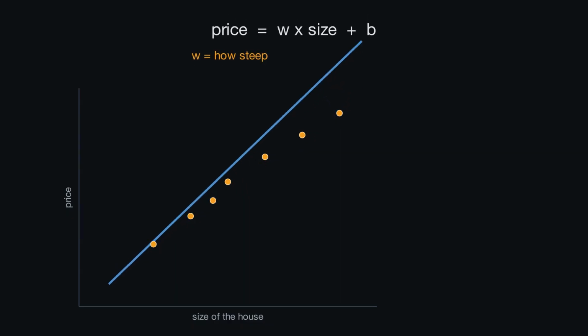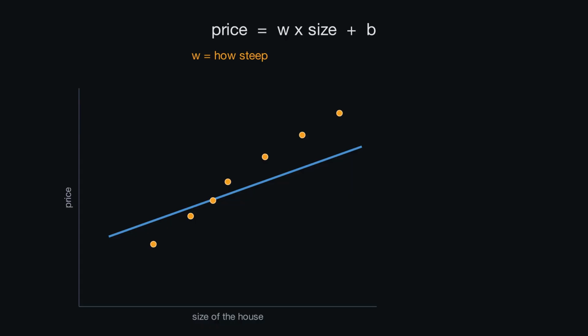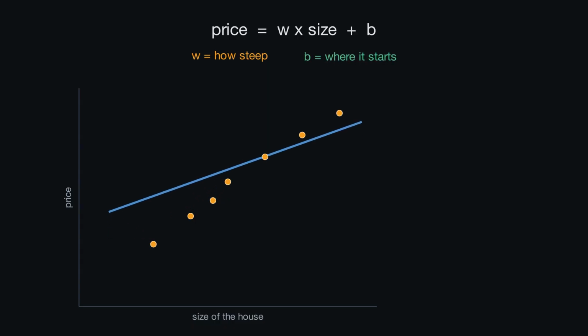A line has only two knobs. The first is how steep it is. We call it W. Turn it up, and price climbs faster for every extra bit of size. The second knob is where the line starts. Its height. We call it B. Slide it up, the whole line lifts. Slide it down, it drops. That is the whole model, just two numbers, W and B. Learning is nothing more than finding the two that fit best.